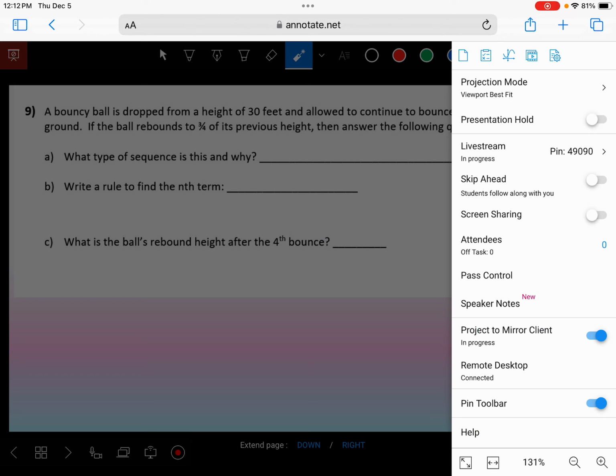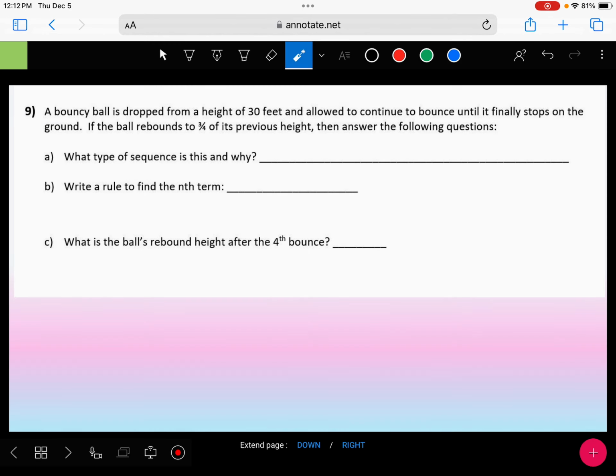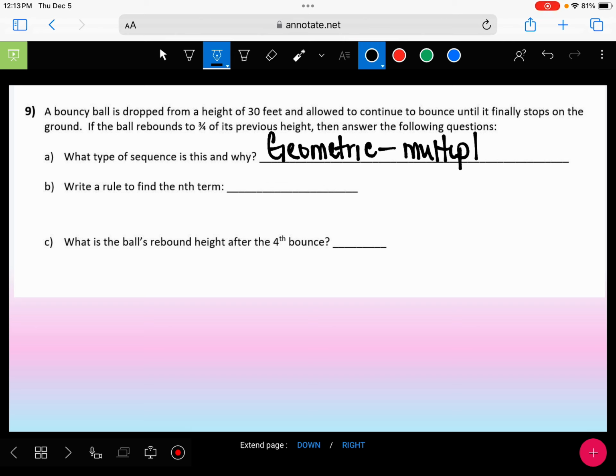And it's the same answer as 8A. 9A is geometric, because you're multiplying the height of the ball. When it says rebounds 2/3 of the previous height, or if it's rebounding 3/4 of the previous height, that means you're multiplying it by 3/4. A lot of times the word "of" is an indication that you're going to multiply.